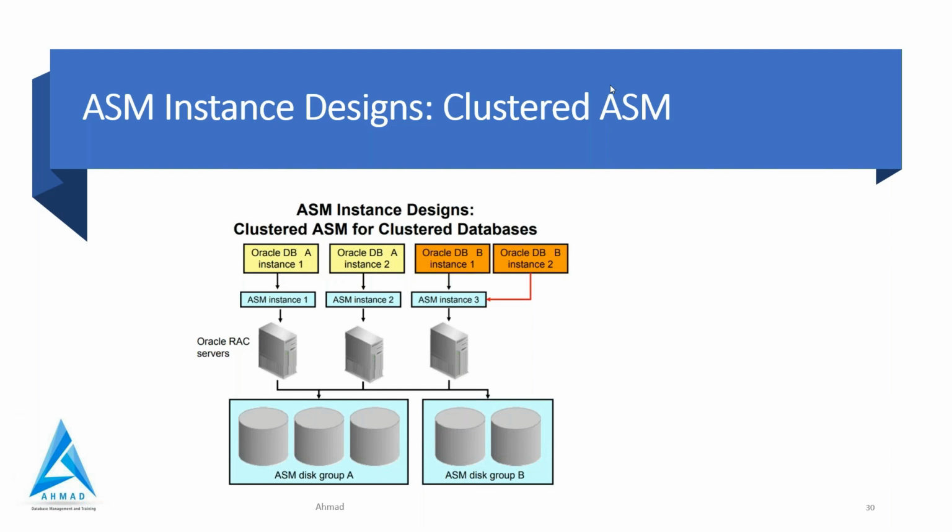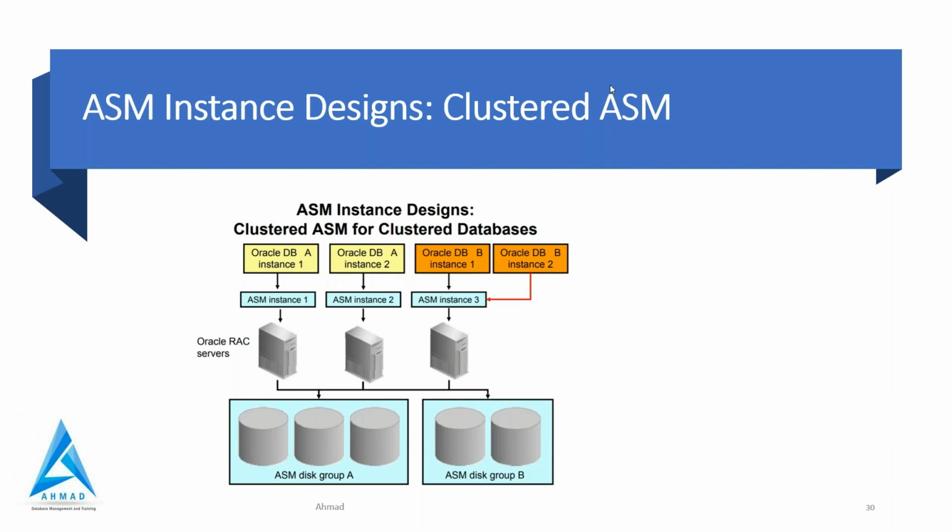But for database A instance 1 and database A instance 2, they are using separate instances. But for RAC database B, they are using only one instance, right? So it means that is non-cluster. So Oracle database B is using a non-clustered ASM instance. Clear? But themselves they are clustered. Clear? So this way also you can configure ASM.